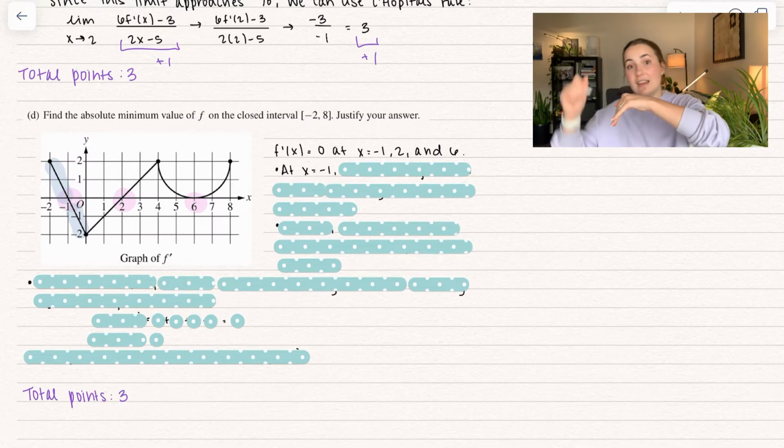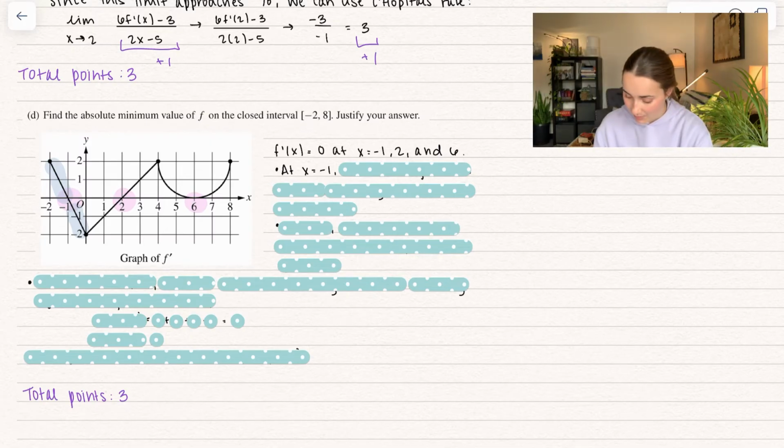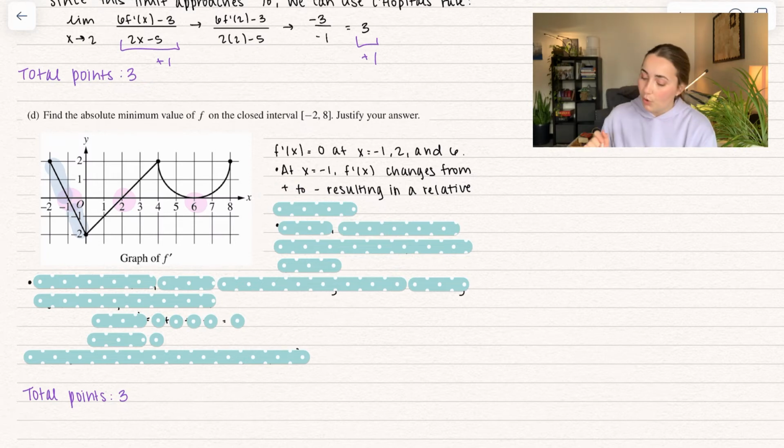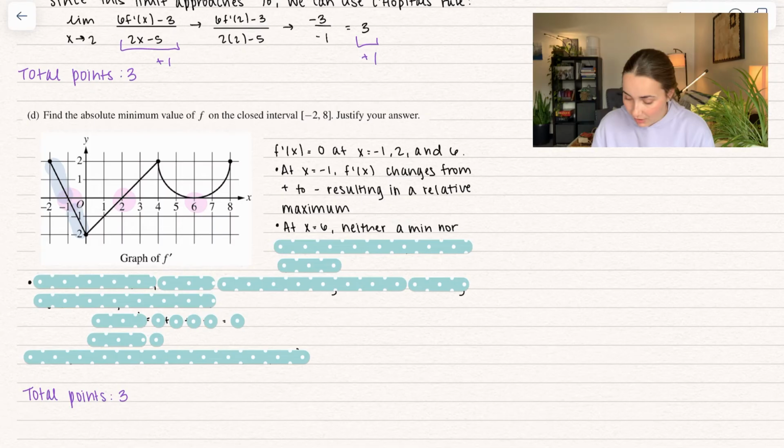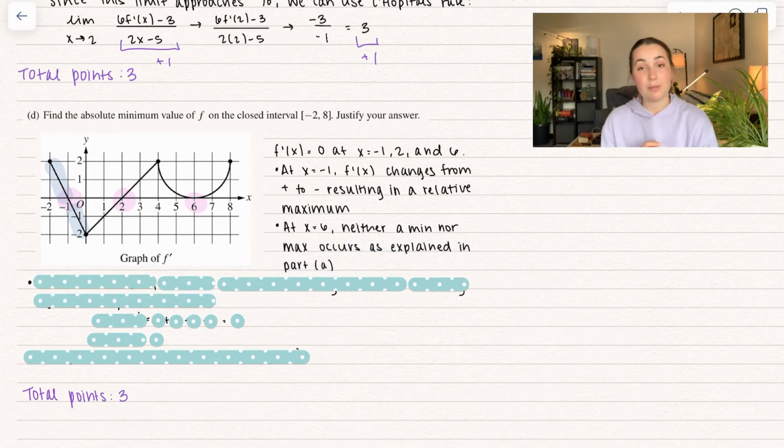Increasing, decreasing, that's going to be a relative maximum. So that means that f prime of x changes from positive to negative, resulting in a relative maximum. So we can rule that one out. We don't need it. Now let's go ahead and talk about x equals 6. We already talked about this in the first part. So we have neither a minimum nor a maximum, which is explained in part A. So that's my reasoning. We can rule that one out.